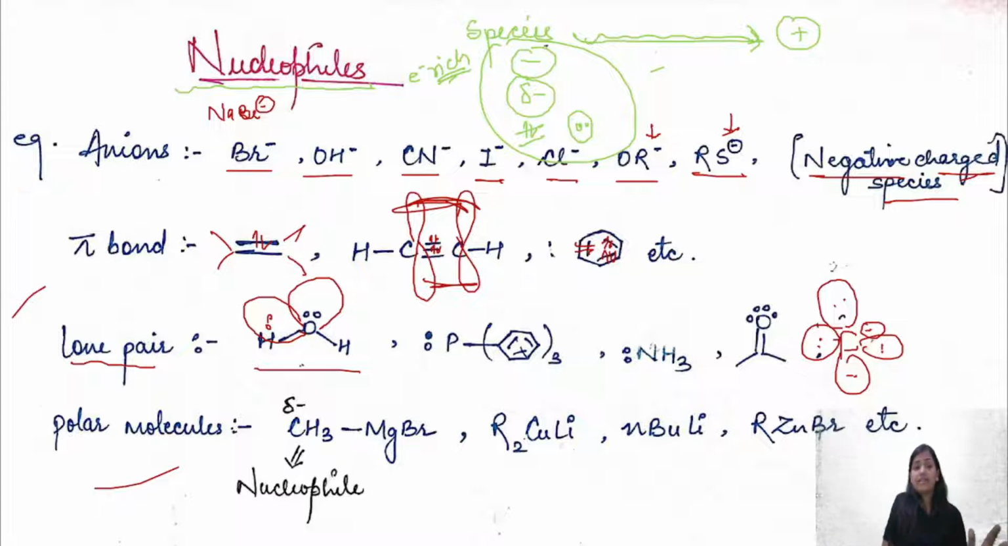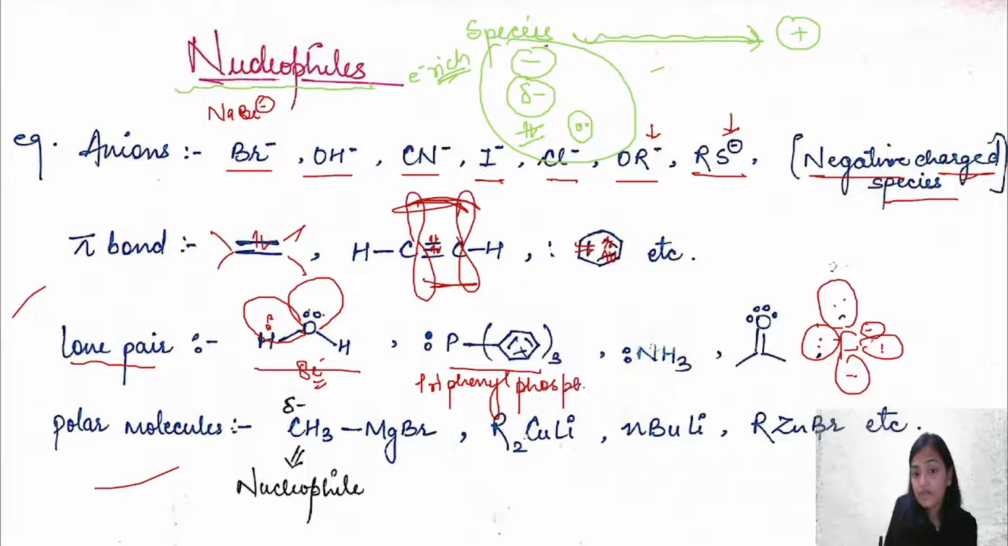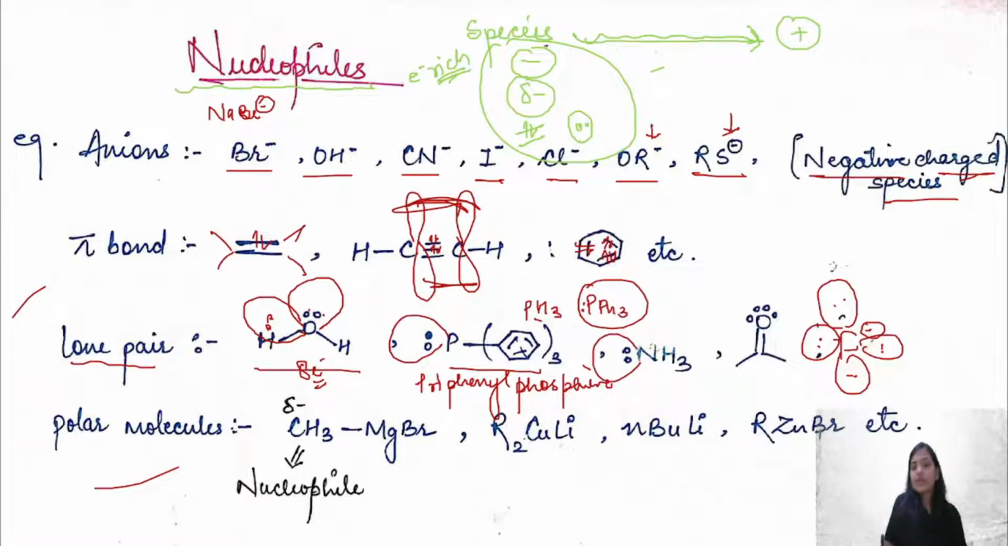Their octet is complete. They are 8-electron species, and they have a free pair of electrons that can easily participate in bonding, so they are said to be good nucleophiles. Here, the species is triphenyl phosphine. We call it triphenyl because these are the phenyl rings. You might know the structure PH3. If I replace the hydrogens by phenyl, it is triphenyl phosphine. Here also we have a pair of electrons. In ammonia also we have a pair of electrons. In ketones or ethers, we have a pair of electrons. So any species having a pair of electrons is said to be nucleophilic in nature.